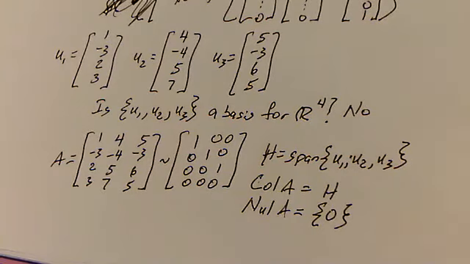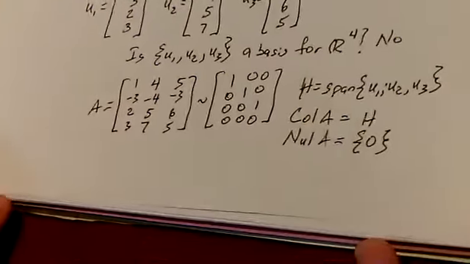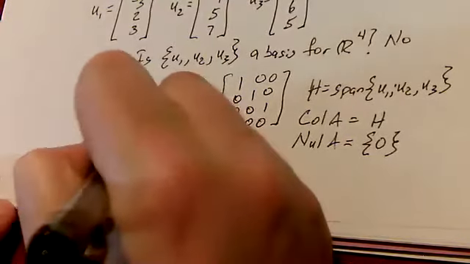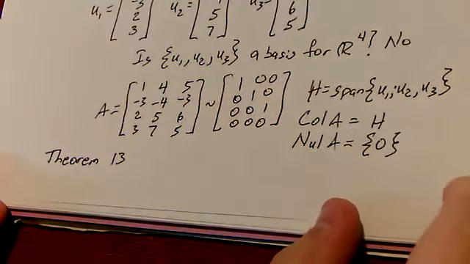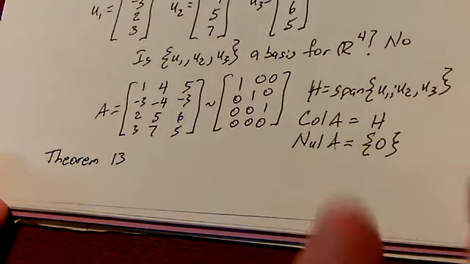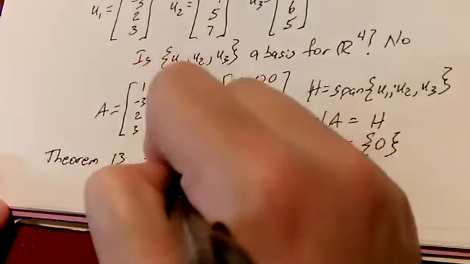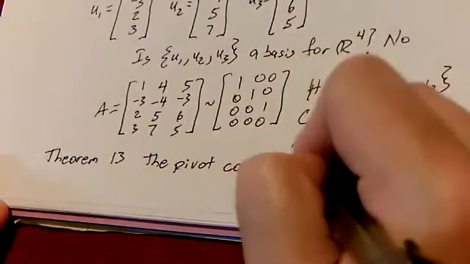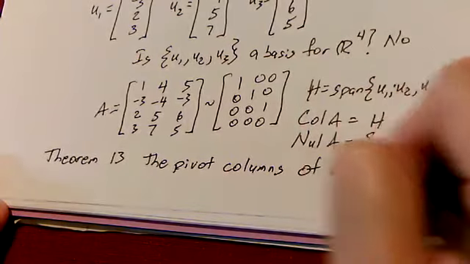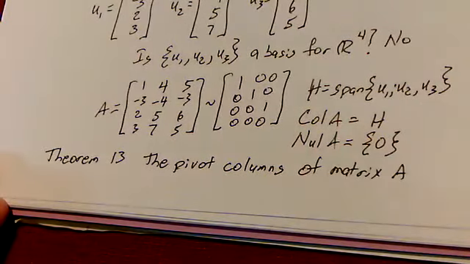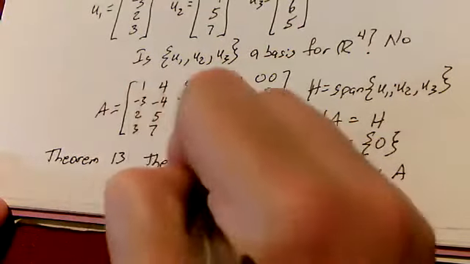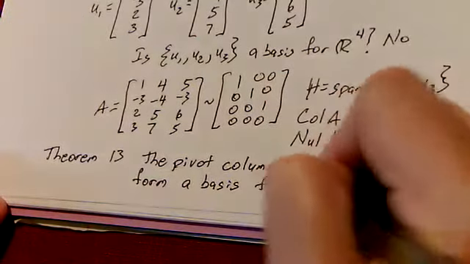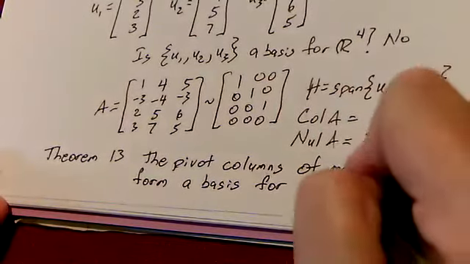Now, we've hinted at something. I'm going to write it down as a theorem here. This is theorem 13 in chapter 2. You don't have to remember these theorem numbers per se. I just like to give you references to where they are in the book. It says that the pivot columns of matrix A form a basis for the column space of A, or Col A.